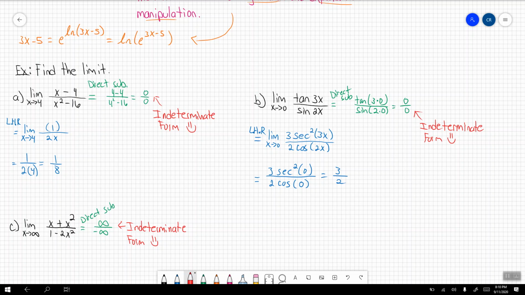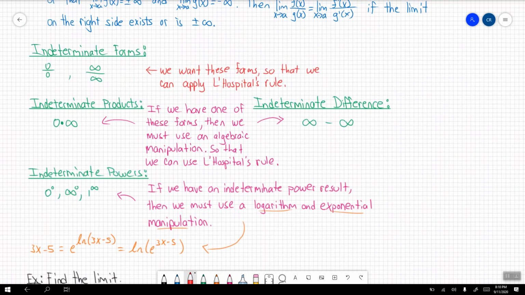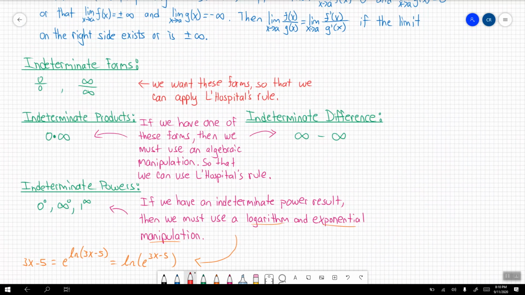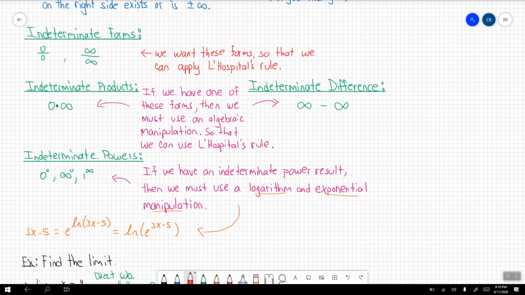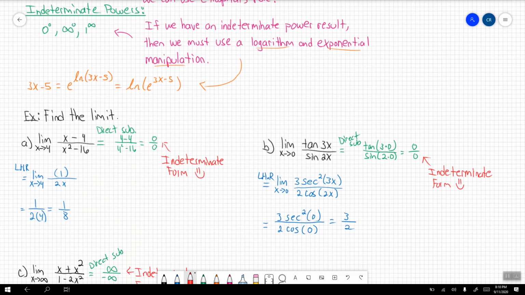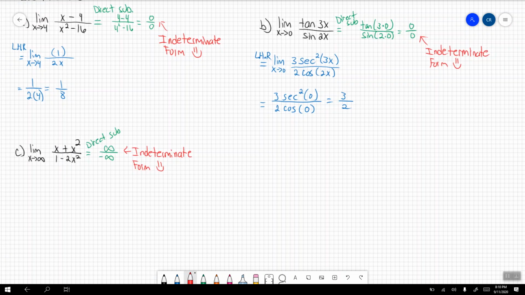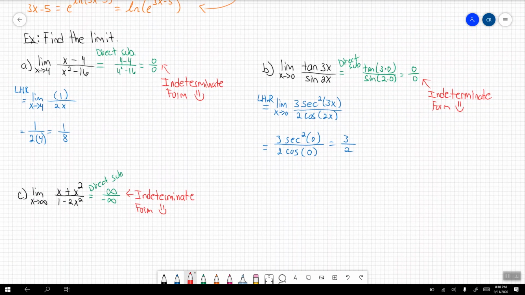Because remember, at the very beginning, I stated that indeterminate forms where we can apply L'Hopital's rule is 0 over 0 or some type of infinity divided by infinity. Whether the signs be positive or negative, doesn't matter. So now that we have this, we can apply L'Hopital's rule. So let's go through and let's apply L'Hopital's rule.